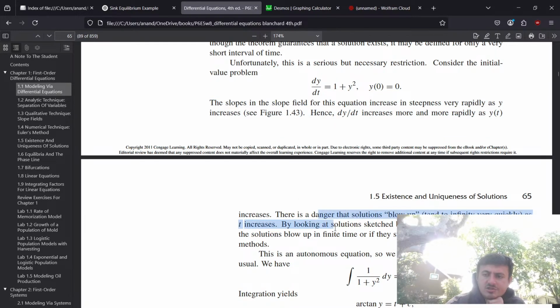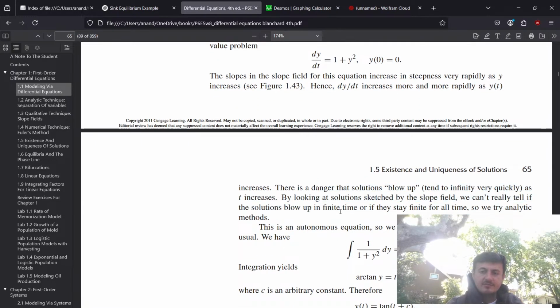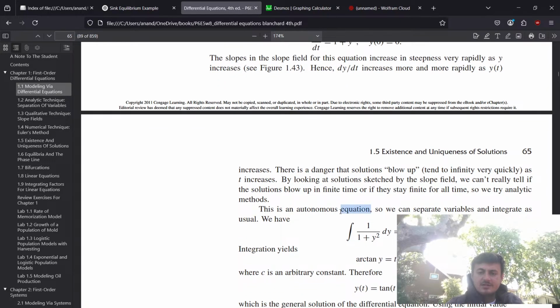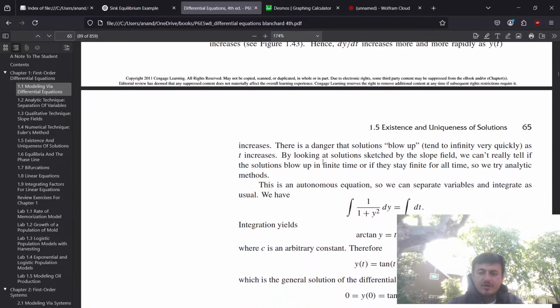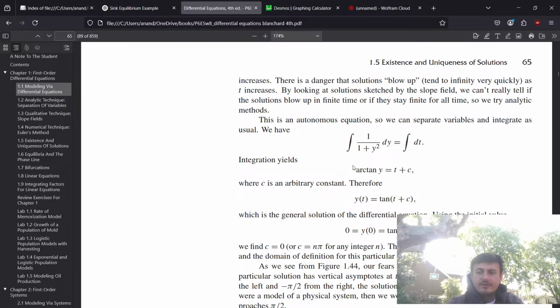There's a danger the solutions blow up as t increases. By looking at the solutions sketched by the slope field, we can't really tell if solutions blow up in finite time or if they stay finite for all time. So we try analytic methods. This is autonomous, so we can separate and integrate. That's all good. Anyways, we get arctan, we get y of t is equal to tan(t plus c).